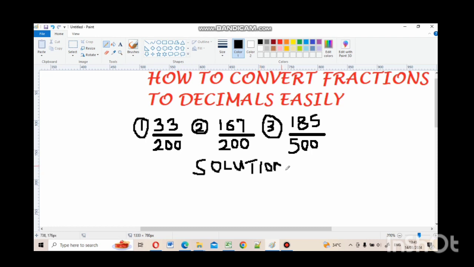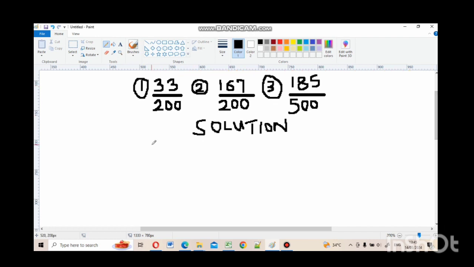Now to get started, what is a decimal? A decimal is any fraction whose denominator is in the powers of 10. These are fractions, but as you can see, the denominators here are not in the powers of 10. So now we want to convert this to a decimal. Getting started with number 1.